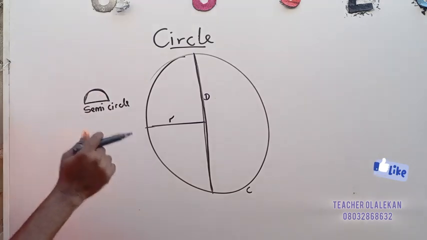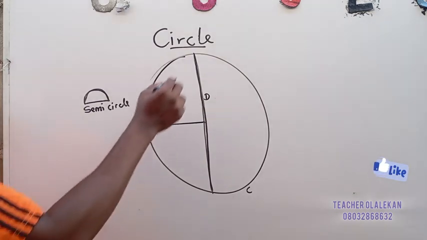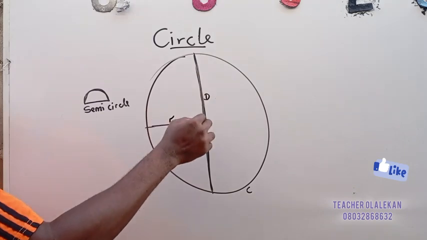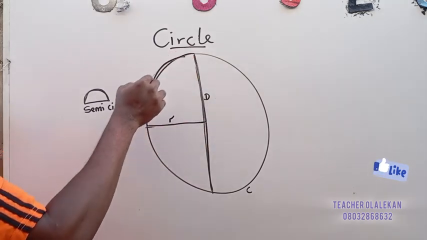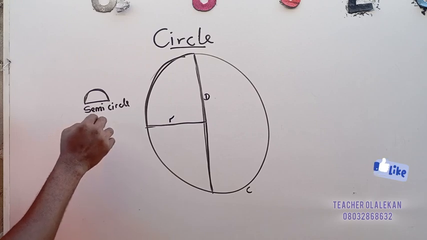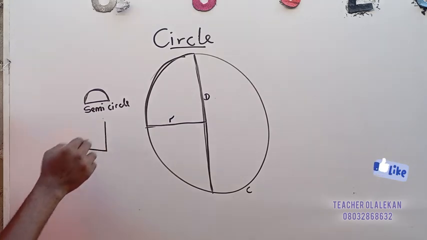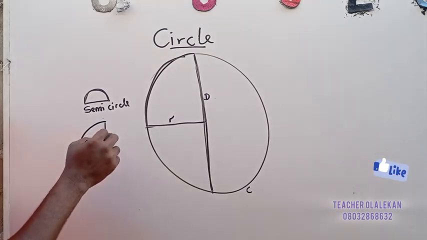So it's also possible to have a quadrant of a circle, like here to here. Then that is a quadrant. So a quadrant is a quarter of a circle. So this is a quadrant.